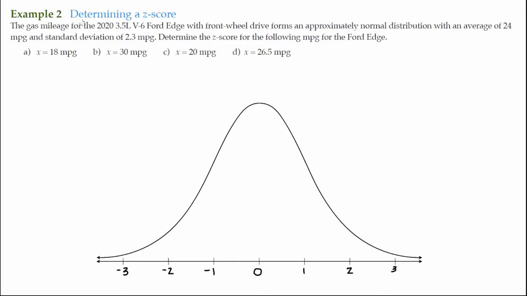So now we have this same scenario that we've seen before in other examples about the Ford Edge. It says the gas mileage for the 2020 3.5 liter V6 Ford Edge with front-wheel drive forms an approximately normal distribution, and here's our normal distribution again, with an average of 24 miles per gallon and a standard deviation of 2.3 miles per gallon. So I'm just going to put in our average here, that's mu, 24 miles per gallon. And then we have a standard deviation sigma, that's 2.3 miles per gallon.